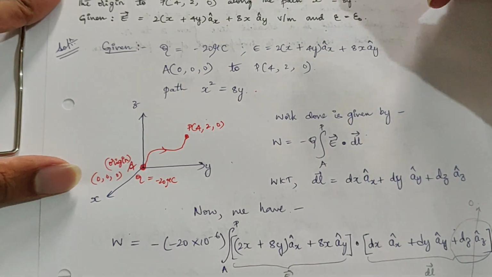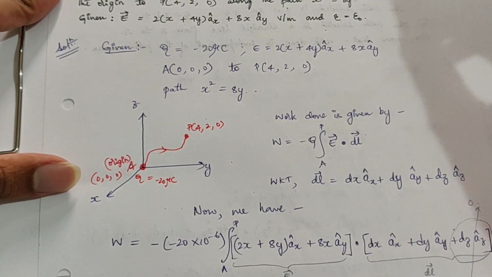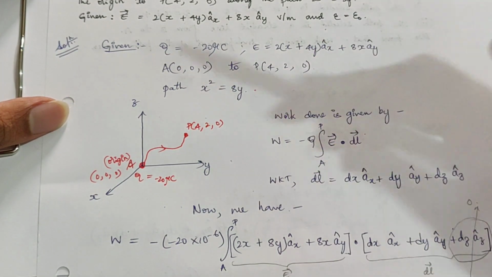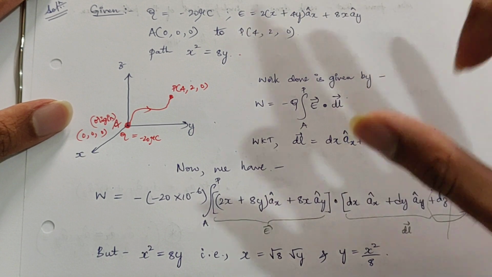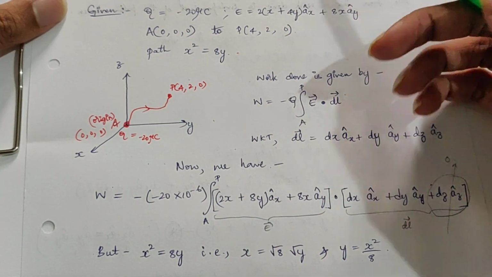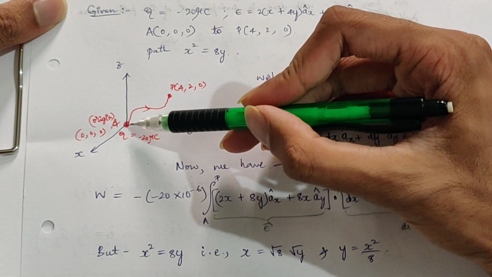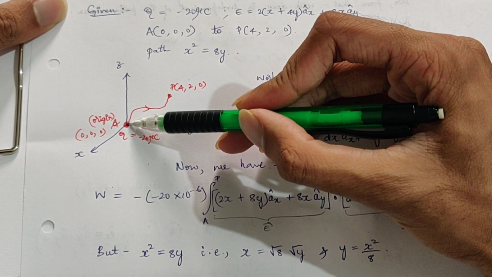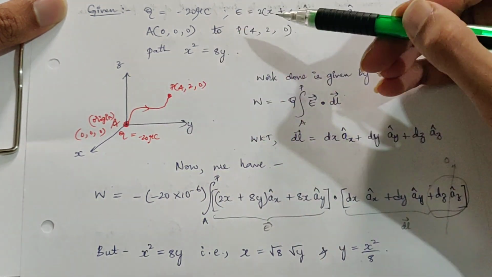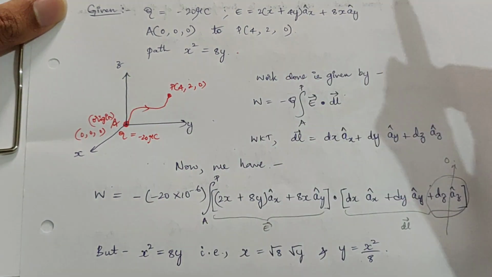We know what is Q, we know what is the field E which is applied, that is also given here, and of course I know the points. Let me write a sketch of it so that we'll be able to visualize what the problem is. So I have considered a Cartesian coordinate system, and I have to move a point charge of minus 20 microcoulomb from the origin to some point P of (4, 2, 0). So it will take some random path.